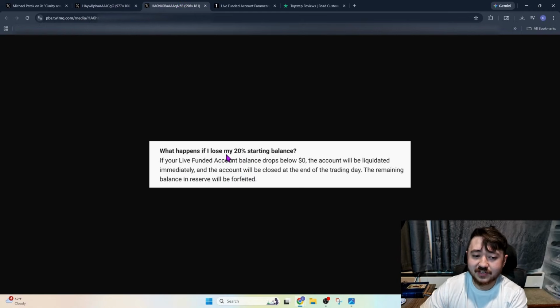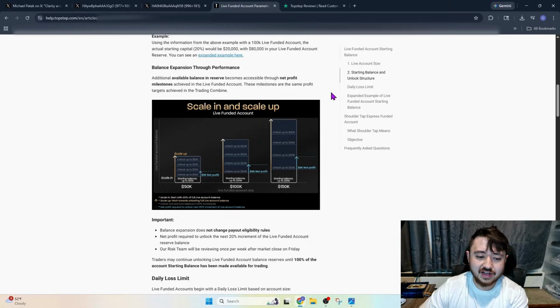And right here, what happens if I lose my 20% starting balance? So if you start with a live account balance of, let's say, $5,000, for example, and you blow that account, if your live fund account balance drops below 0, the account will be liquidated immediately, and the account will be closed at the end of the trading day. The remaining balance is in reserve, so that other 80% that you earned and worked for will be forfeited, like nothing. So that's horrible. I really don't like that. The live account balance being forfeited like that, and you can only start with 20%. It's pretty bad right here.